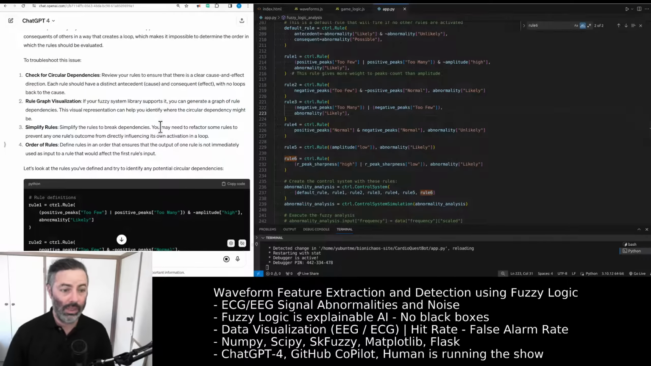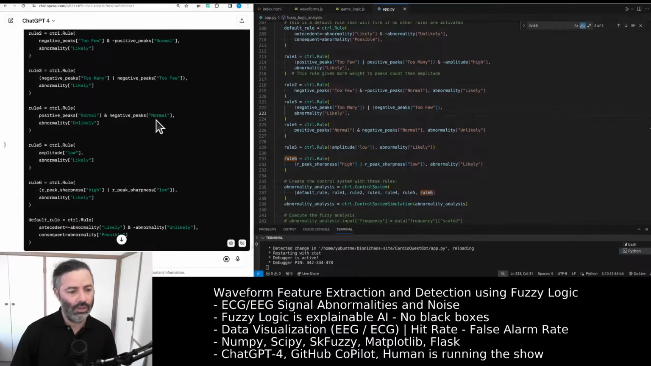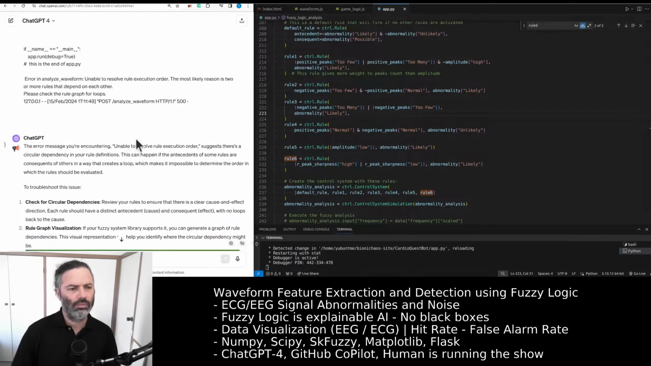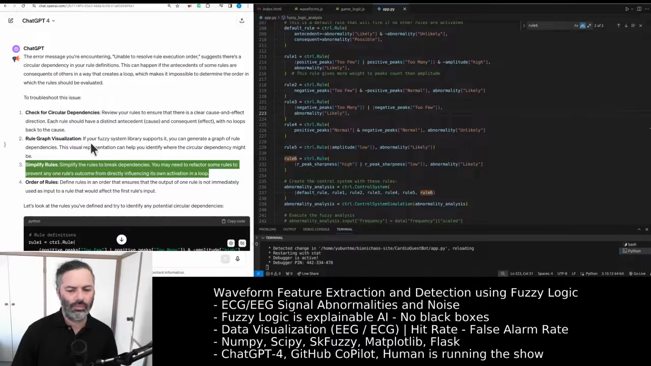That would be nice. Simplify rules. Simplify the rules to break dependencies. You may need to refactor some rules to prevent any one rule's outcome from directly influencing its own activation in a loop.